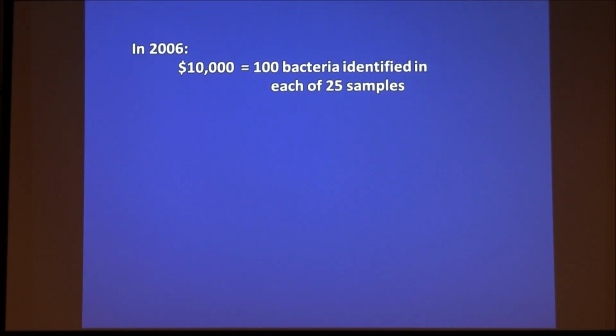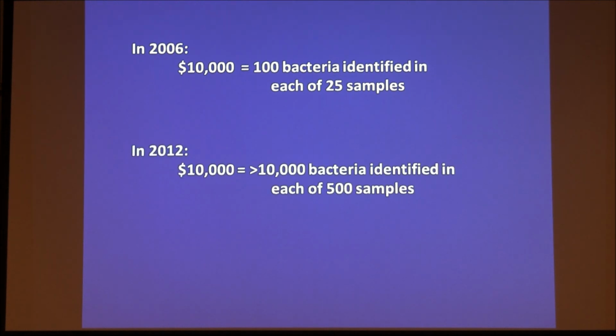So in 2006, when I started at the University of Colorado, if you gave me $10,000, this is what I could do. I could take a sample, whether we're talking about soil or a skin sample or what have you, and I could pick out 100 individual bacteria from that sample and identify them based on the DNA sequences. And I could do this in about 25 samples. Now, for the same amount of money, I can pick out 10,000 individual bacteria from each sample and identify, okay, we have this type of bacteria there, and I can do this for each of 500 samples.